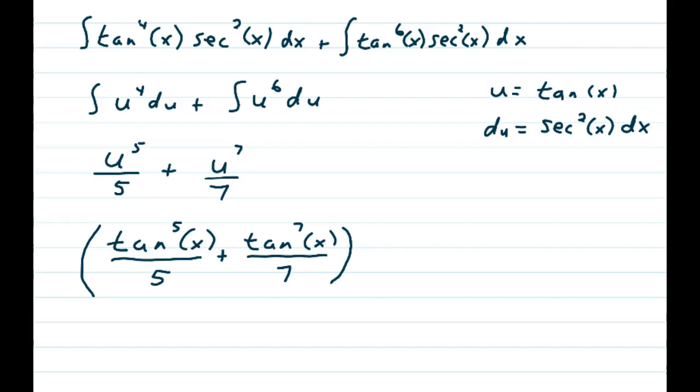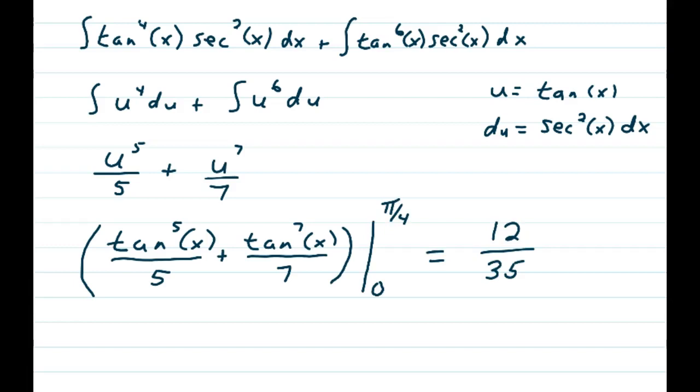We let u be tan of x in both cases, du being secant squared of x dx, and we end up with the two integrals after we do our u substitution: the integral of u to the fourth du plus u to the sixth du. Using the power rule, we get u to the fifth over 5 plus u to the seventh over 7, and we get a final answer of tan to the fifth power of x over 5 plus tan to the seventh power of x over 7.